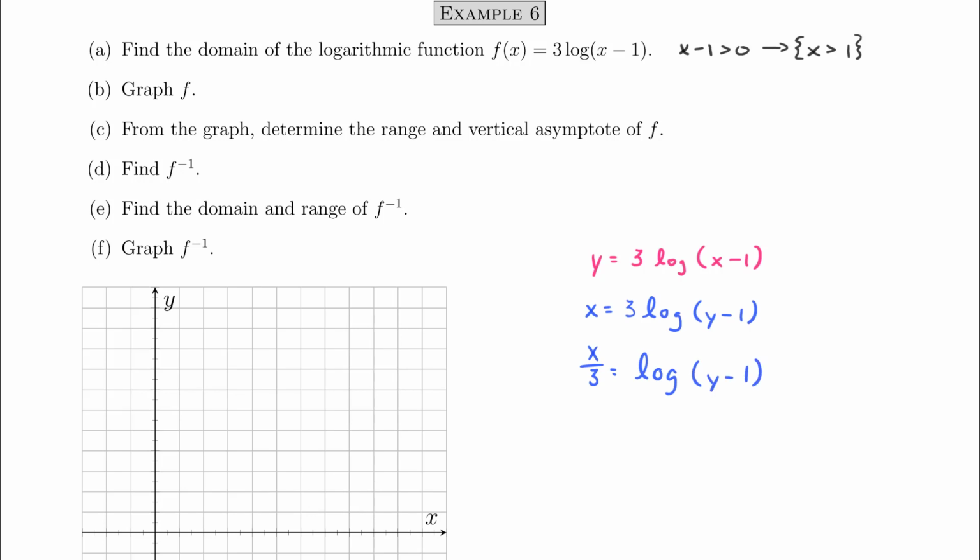And just like when we talked about rewriting logarithms as exponentials and exponentials as logs, like we did in example 5, here the base of the logarithm is 10. So we know that this is going to be 10 to the x over 3 equals y minus 1. And now we can add 1 to both sides. We're going to get 10 to the x over 3 plus 1 equals y. And there's our inverse function.